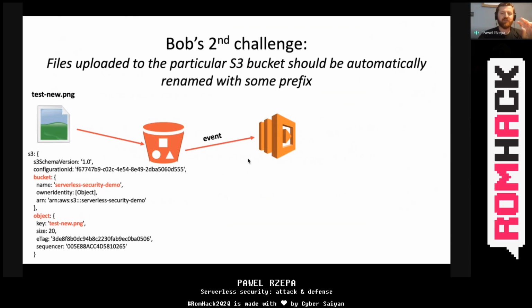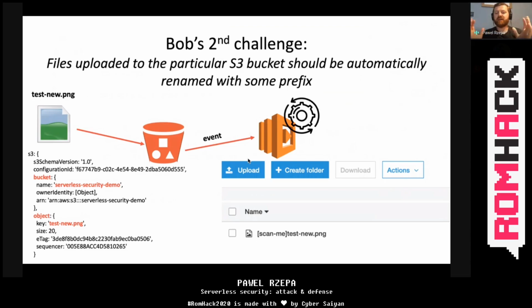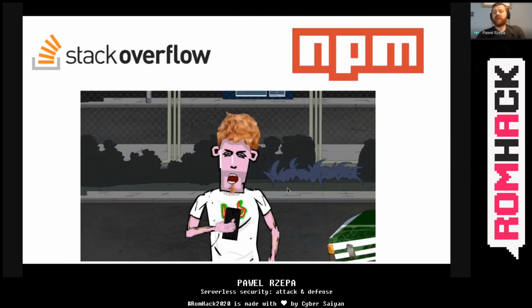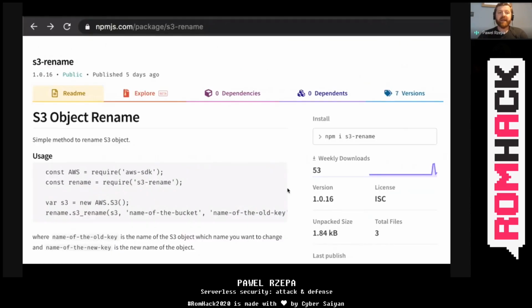And this event should invoke the Lambda. Then the Lambda runtime environment is run, and your Lambda function is executed. So the file is renamed, and the old file is removed from the bucket. Pretty simple. So Bob, like many other developers, didn't want to write the code from scratch, and decided to find ready-to-use code on the internet. So he went through places like Stack Overflow and the npm.js repository. And luckily, in the npm.js repository, he found a package called S3 rename.